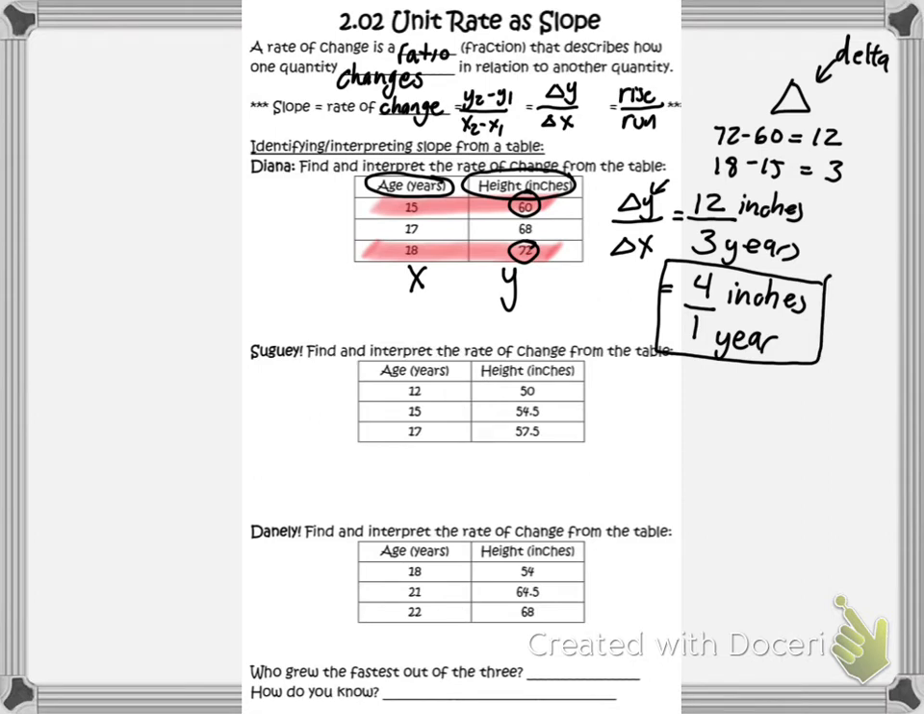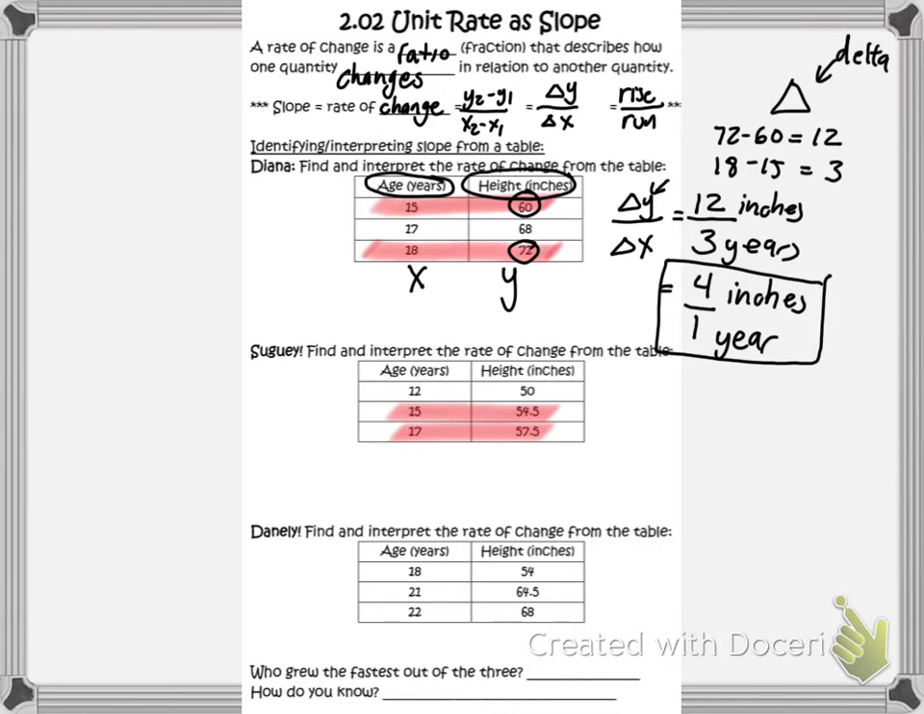Alright, next we have Suhei. Let's go ahead and do Suhei's together. We'll do the delta y over delta x way, and let's see if we can find what her rate of change is. So let's choose 2 points. It doesn't matter which point you choose. I'm going to choose this one and this one. If you choose 2 different points, you should get the same answer, if your math is correct.